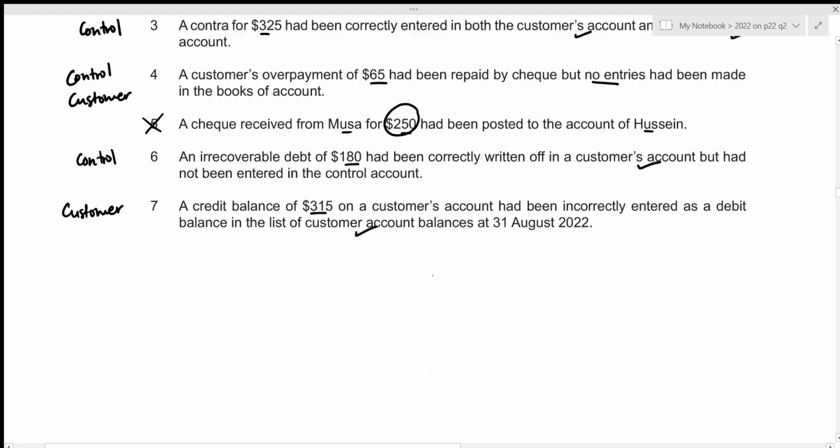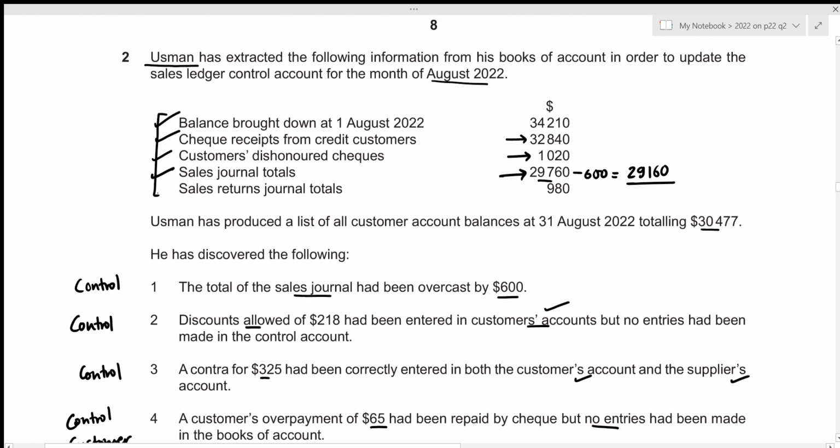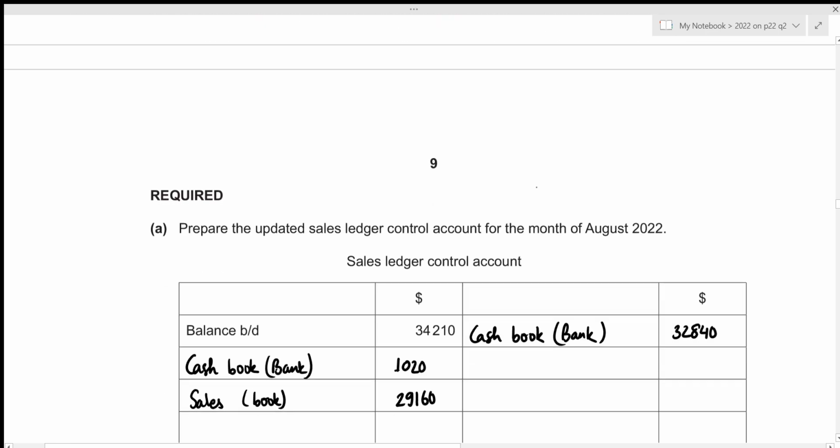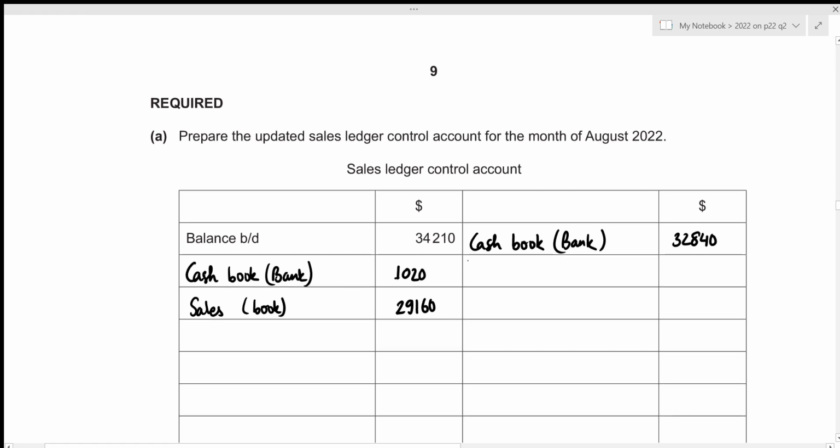Okay. Then the fifth one we have is sales returns journal total, which will definitely decrease our balance for the sales ledger control account, right? And this amount should be recorded on the credit side. So that's going to be sales returns. Again, this is recorded from the book, so in the bracket, we will be writing book. So that's sales return with the value of 980.